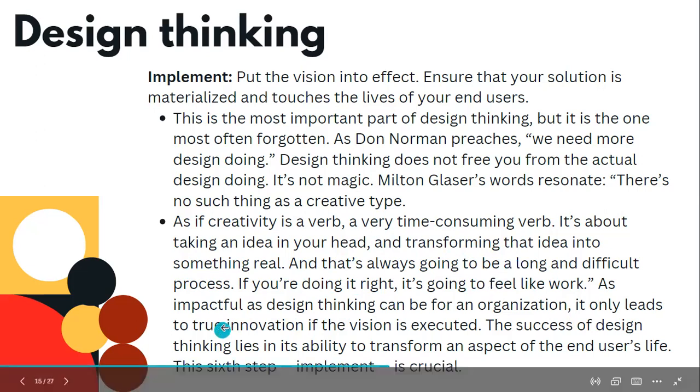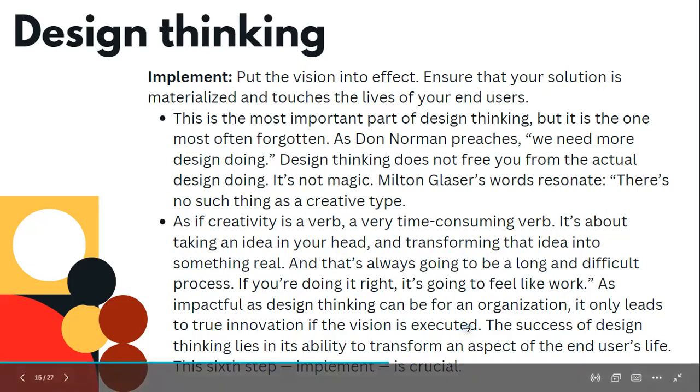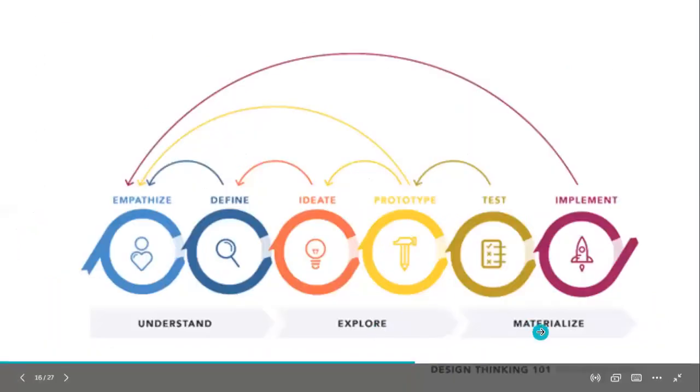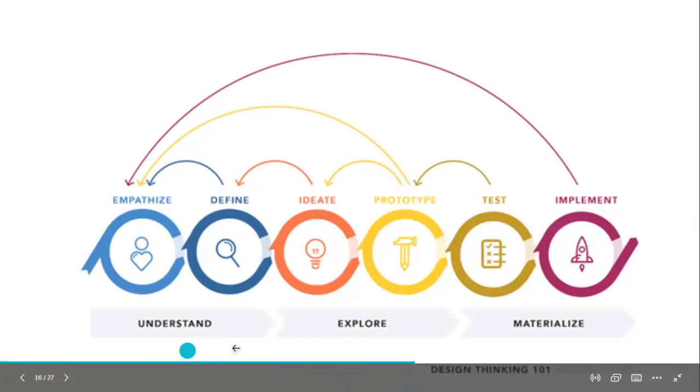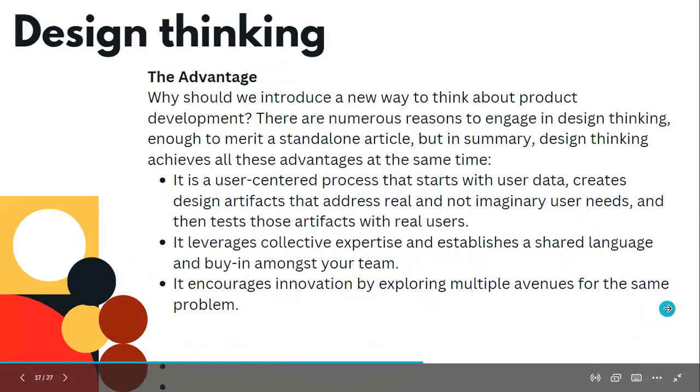So as impactful as design thinking can be for an organization, it also leads to true innovation if the vision is executed. You can bring about very different things, very beautiful products at the end. So these are the different stages: empathize, define the problems, ideate, prototype, test, and implement. The main steps are understand, explore, and materialize.